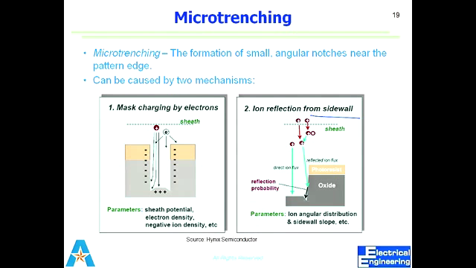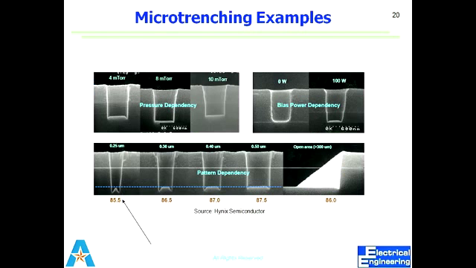Similarly on the other side walls. So this is one of the effects, and the other effect may be the sheath potential as well, and sometimes it's the mask as well. But these are the two major reasons: ion reflection from the side walls and mask charging by electrons. So these can create the micro trenches in your pattern.